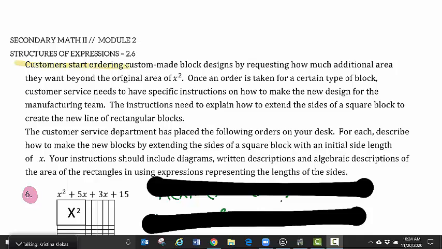Customers start ordering custom-made block designs by requesting how much additional area they want beyond the original area of x squared. Once an order is taken for a certain type of block, customer service needs to have specific instructions on how to make the new design for the manufacturing team. The instructions need to explain how to extend the sides of a square block to create the new line of rectangular blocks.